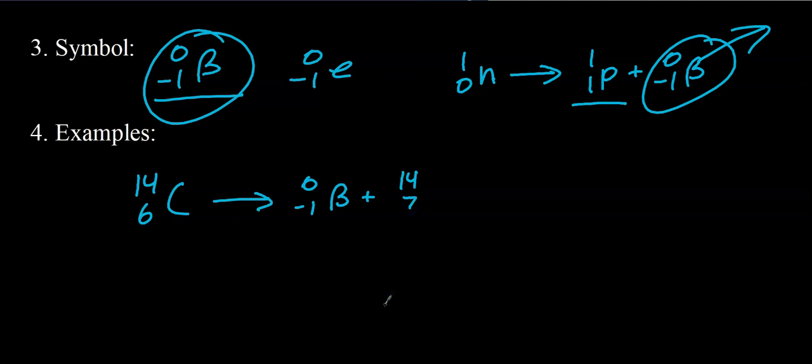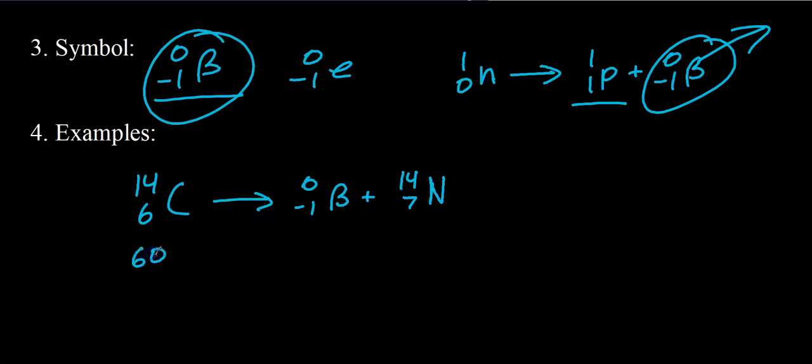And then we go to the periodic table. What has a nuclear charge of +7? What has 7 protons in its nucleus? That would be nitrogen. So what we say here is that carbon-14 transmutates. Oh, that's a fancy word for turns into. Transmutates into nitrogen-14.